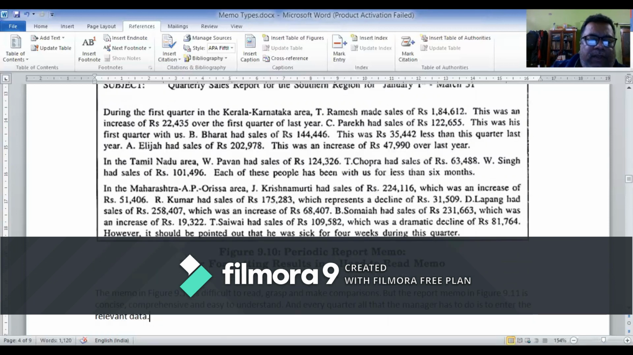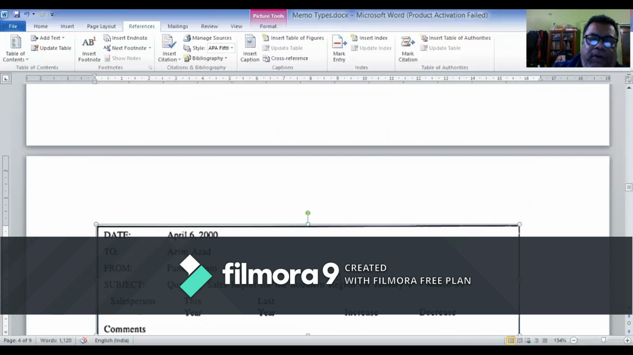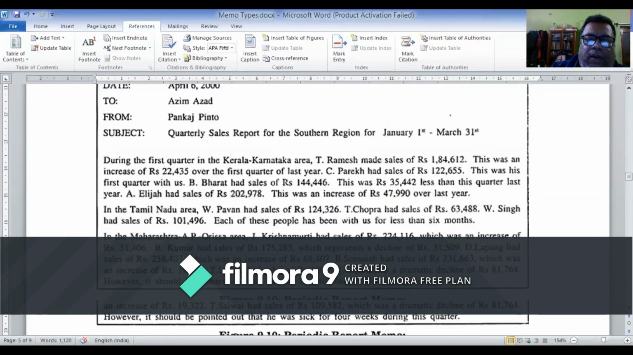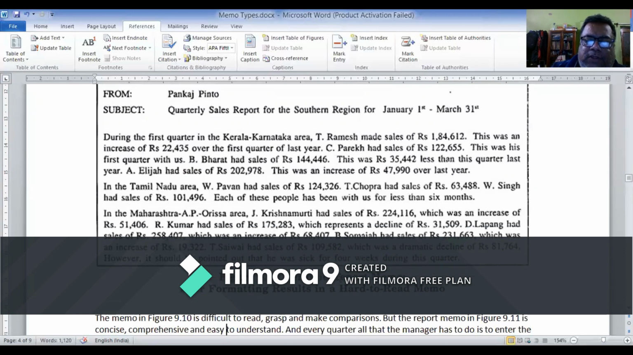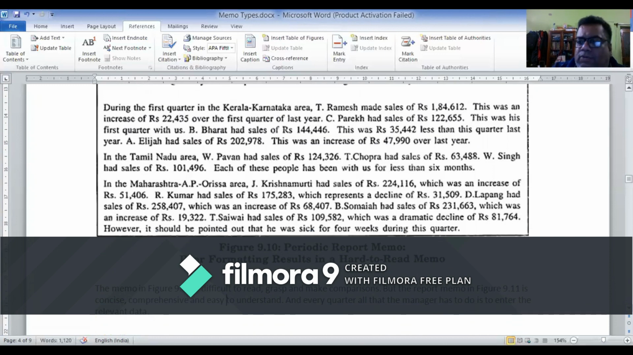So this obviously is very difficult to read. There's a huge readability problem here, okay. You have a problem in grasping, and of course, in periodic reports, one of the key objectives is to make comparisons, either with the previous month or amongst the professionals or practitioners who are involved.